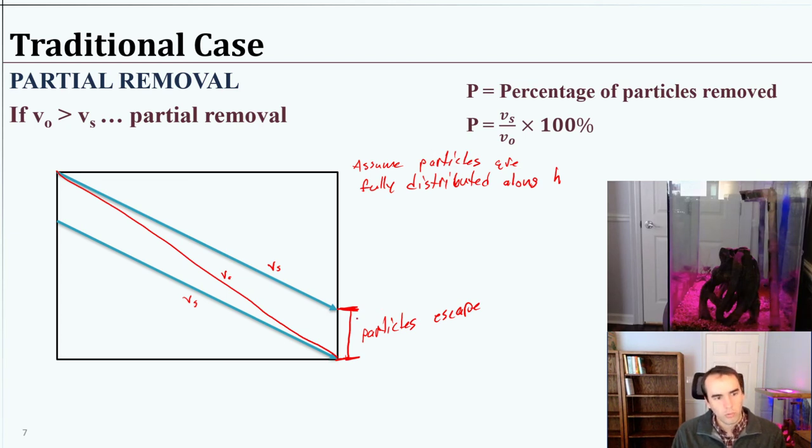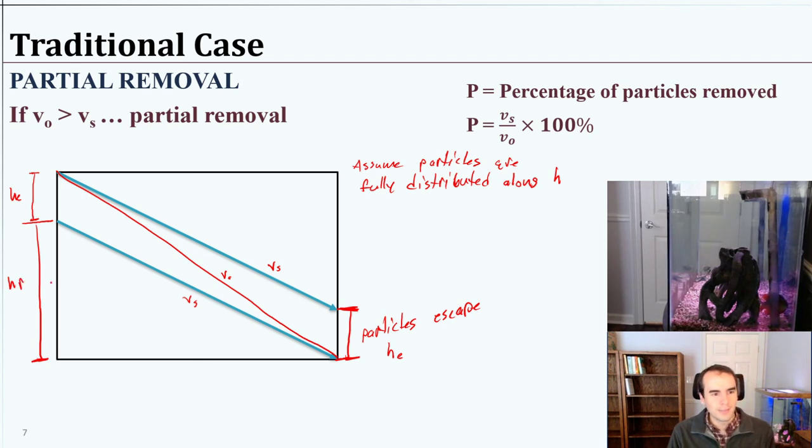And then anything that hits below that has been removed. So we can use some basic geometry here and say we've got two parallel lines. They're parallel because they're the same velocity. In this rectangle, we know that this height right here is going to be the same as the one down here. So let's call this something. Let's say HE for H escaping. So this is HE, and then everything below that, from here down, all of these are removed. So we'll say HR. Now the book doesn't use this HE, HR. I'm just drawing it up to be clear about what I'm talking about.